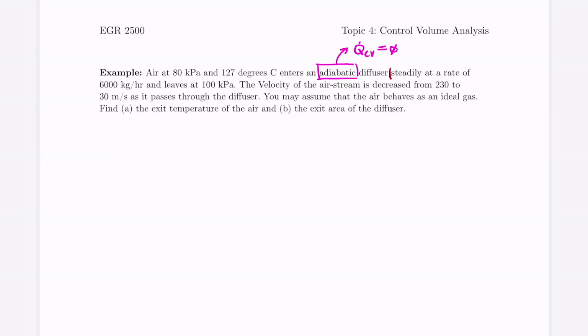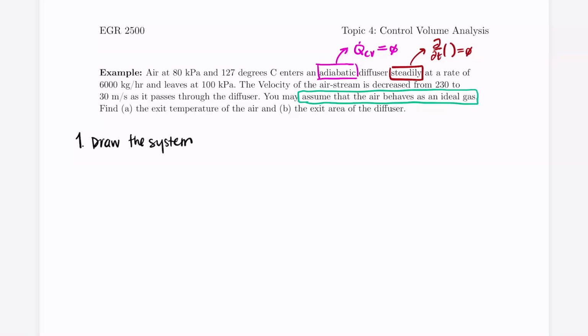We also are given that this is steady. So this means that our time derivatives are equal to 0. And then we're given a bunch of information about the flow that we're going to write down in just a second. But we're also told one more thing that I wanted to highlight here, we're going to assume that the air behaves as an ideal gas. So that's going to be useful to us too. Okay, so I'm going to first draw myself a picture.